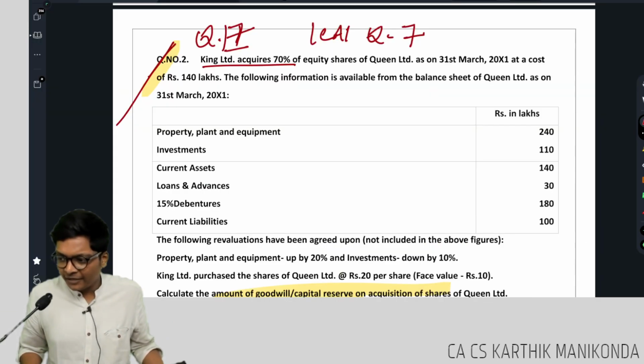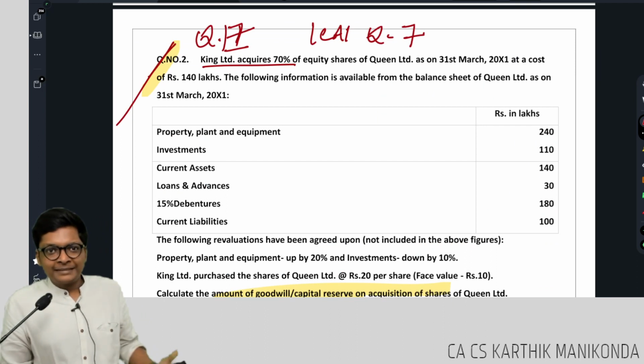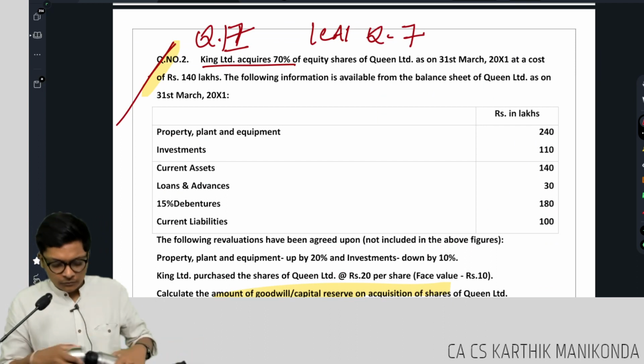Sir, why are you comparing? Of course, I will compare. Examiner is doing that, so you also do that.